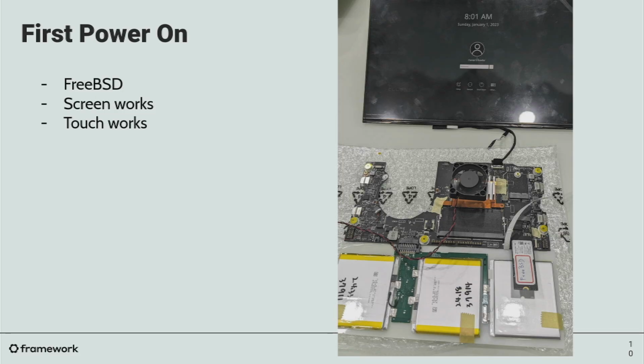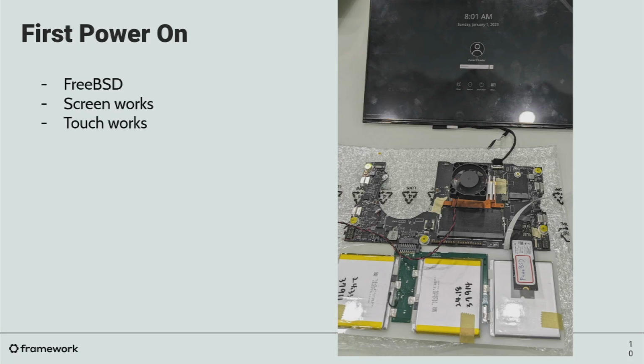Here's a picture of the first time we powered it on. Just the bare board with the bare battery. And I used FreeBSD because we didn't have the keyboard yet, and my Linux installs all had encryption. So FreeBSD was the only one I could boot to an actual graphical interface. The first time we booted it, FreeBSD could boot to a graphical screen. The touchscreen worked. So supporting open software on hardware is pretty easy, actually. These days, everything is pretty mature.